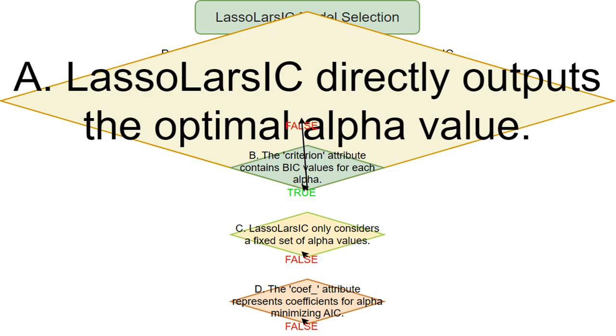I'm evaluating statement A, which says LassoLarsIC gives you the best alpha regularization strength value directly. This is incorrect. LassoLarsIC finds the best alpha indirectly by calculating many alphas and comparing the BIC, Bayesian information criterion, for each. It's a search for the best alpha.